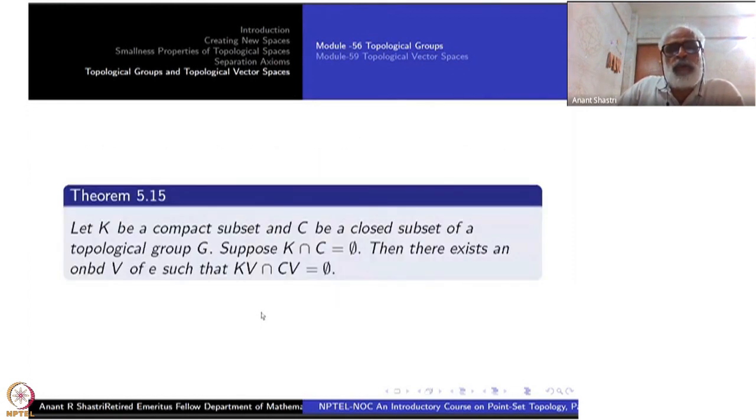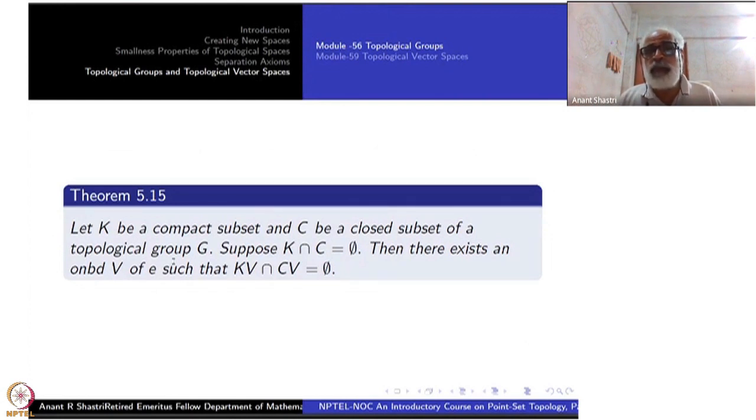Okay. So these are the cautions. Now we are going to do something quite deep suddenly. Okay, we have every machinery ready for it. So start with a compact subset K and C a closed subset of a topological group G. Okay, no other assumptions. K is compact and C is closed. Okay, suppose they are disjoint. Then they can be separated by open sets.